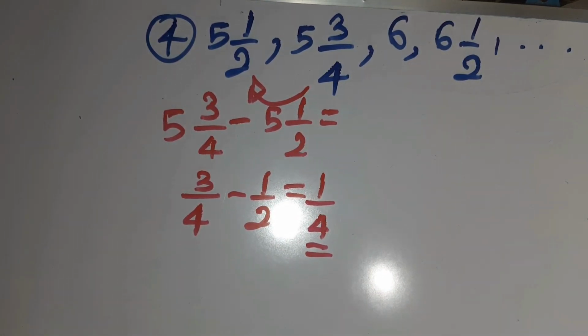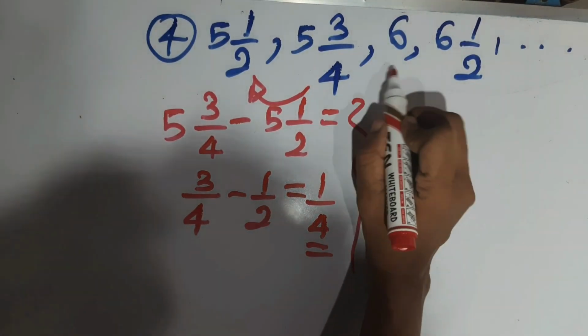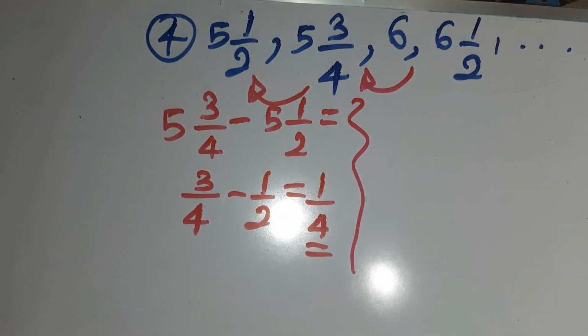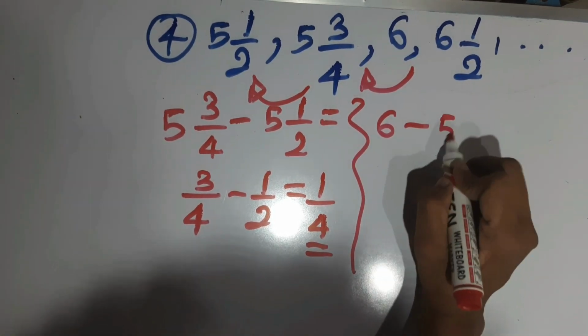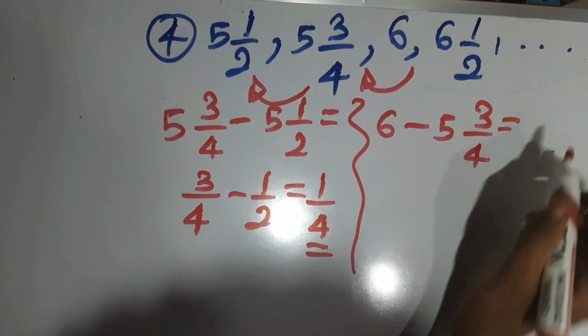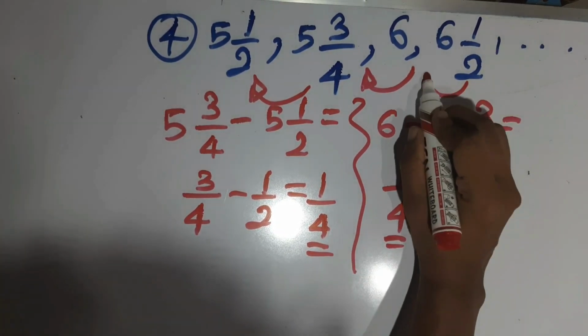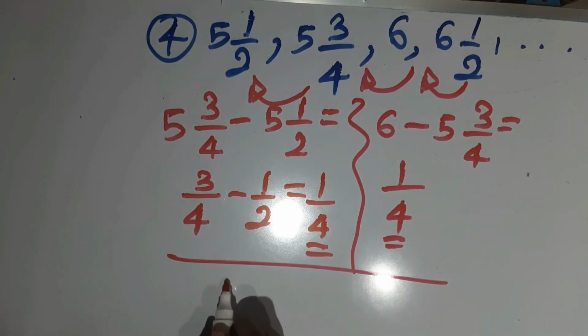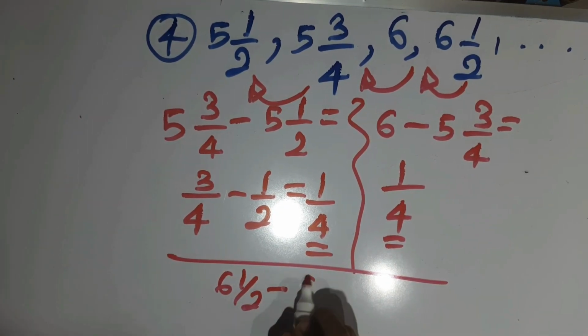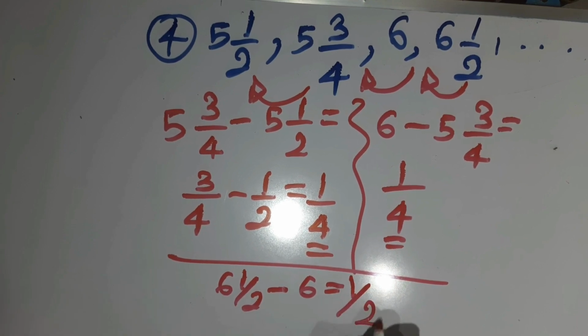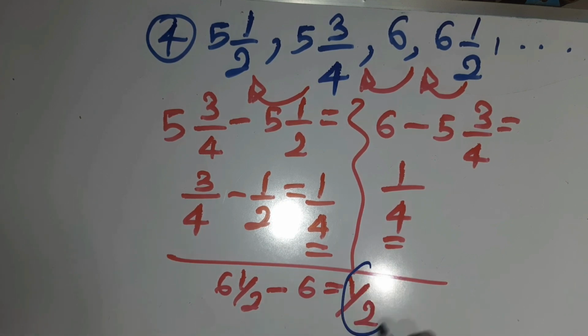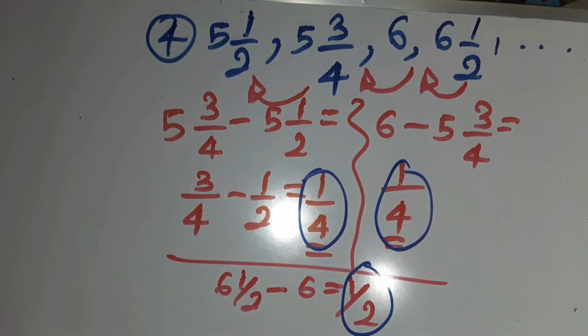Right? What is the difference between these two terms? It's 6 minus 5 3/4. 1/4 is the difference between these two terms. 6 1/2 minus 6 is 1/2. So what is the conclusion? 1/4, 1/4 and 1/2. The differences are not common, so this is not an arithmetic progression.